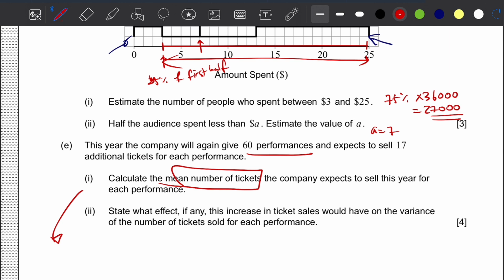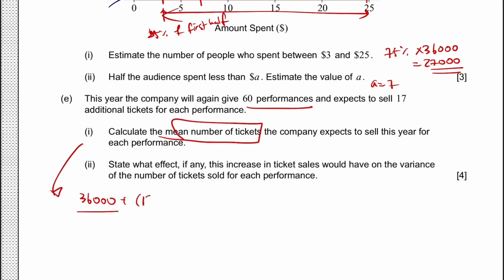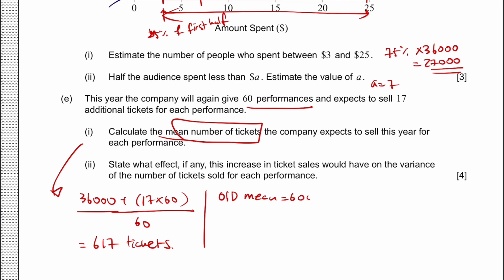The first method is to calculate the mean all over again by doing 36,000 plus 17 times 60, because we are adding 17 additional tickets for each performance, and there are a total of 60 performances, right? And divide the whole thing by 60, and this will give us the new mean value of 617 tickets.